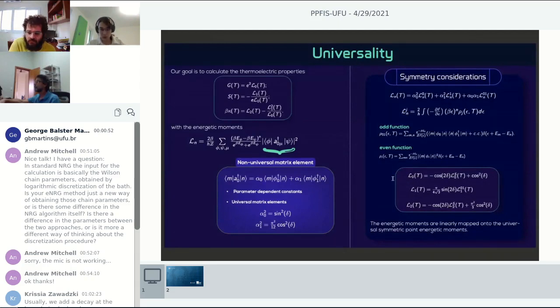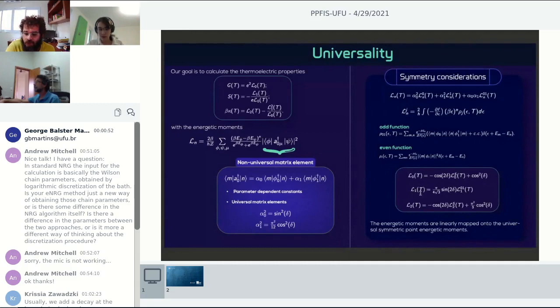Well, the NRG will return the energetic moments, L0, L1, and L2. If we do one NRG run in the symmetric point, we'll have that this cosine squared is 0, and this is -1. So the energetic moment is the universal energetic moment in the symmetric point. This is true for L0 and L2, but it is not true for L1. This is more complicated, because in this case, this sine of 2 delta vanishes, and the energetic moment in the symmetric point is identically 0.